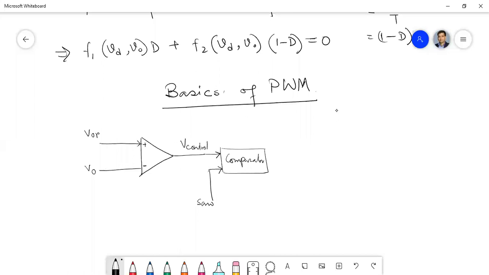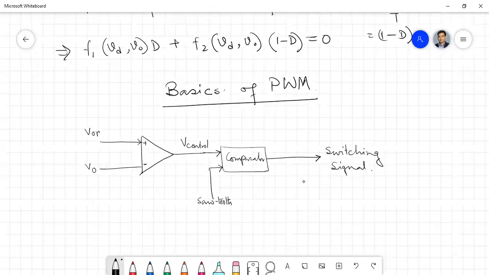The carrier signal can be a triangular one or a sawtooth one. Sawtooth waveform, I think you have seen in your signals and systems classes. We'll take one sawtooth waveform as a carrier signal and compare that with the control signal, which is generated from comparing the reference voltage and output voltage. And this will generate the switching control signal, which will go to the switch in the converters, either DC-DC converter or inverter or controlled rectifier. Clear?